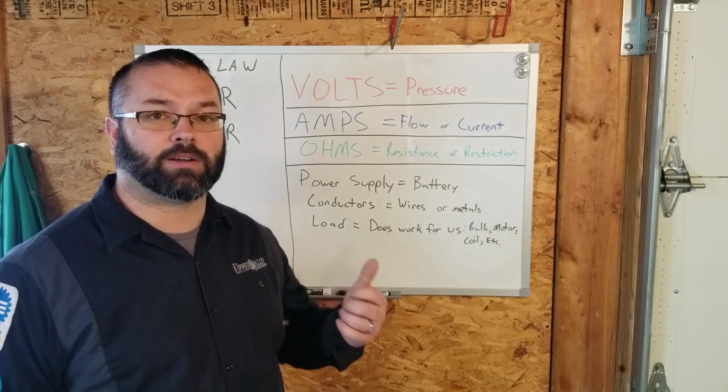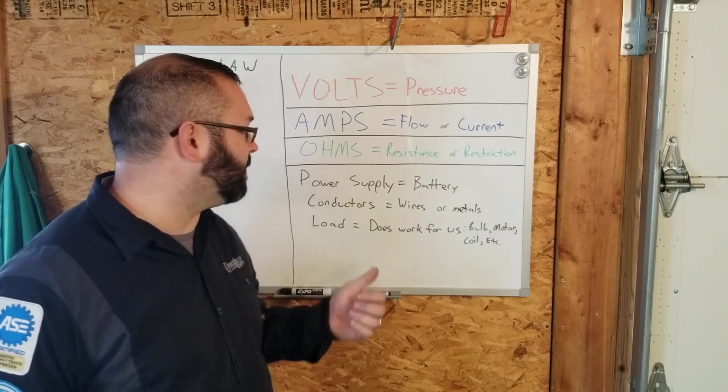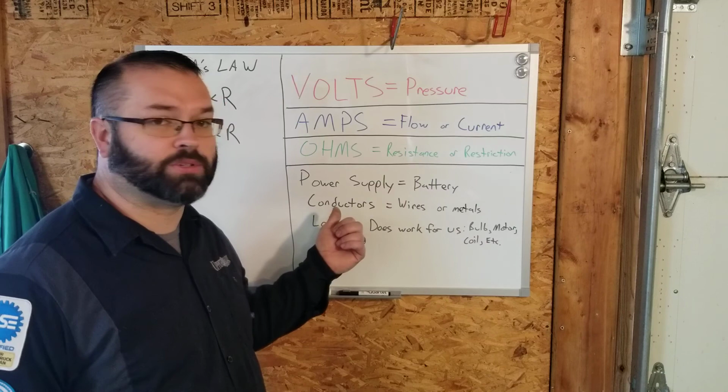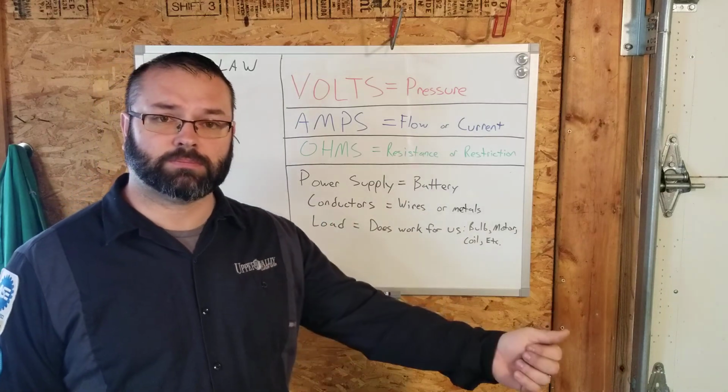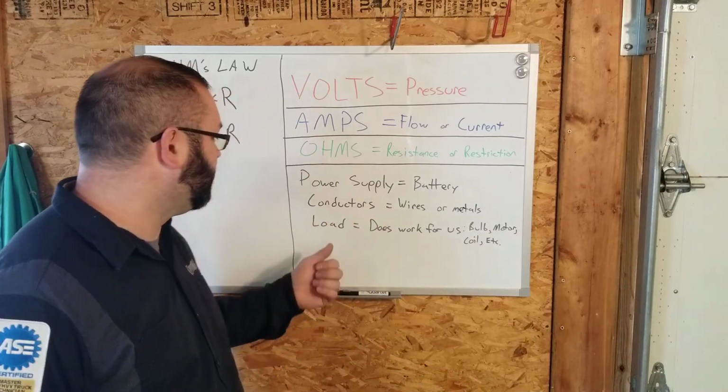So for a complete electrical circuit, we need a power supply, conductors to carry the volts to the component and back from the component, and a load.